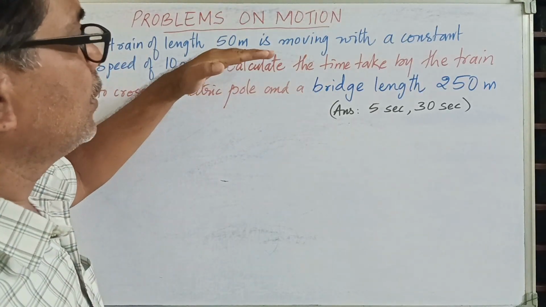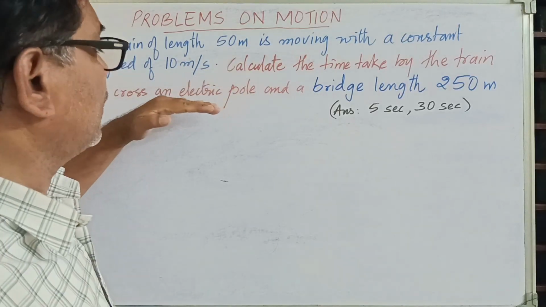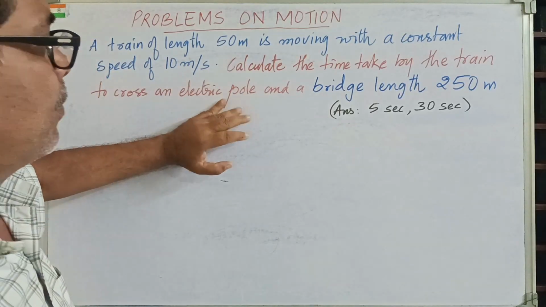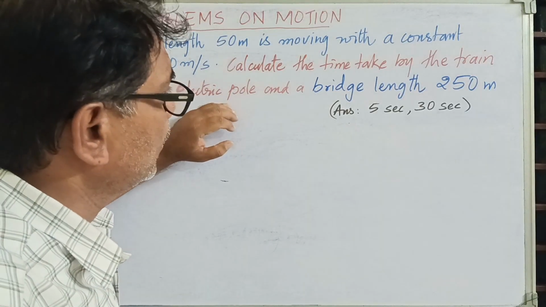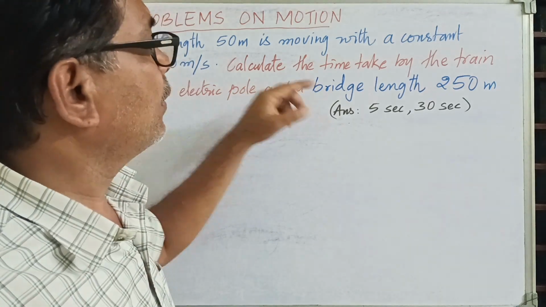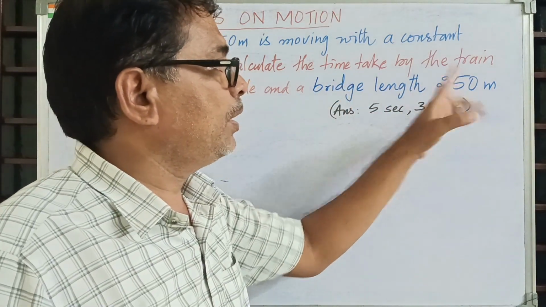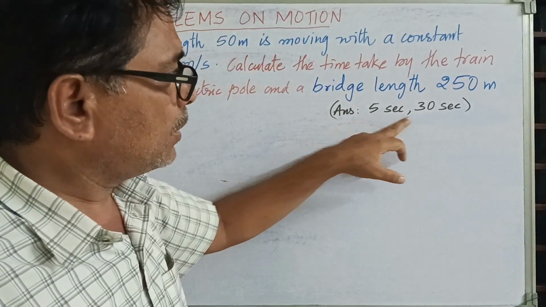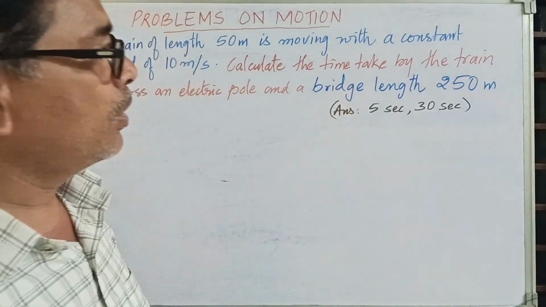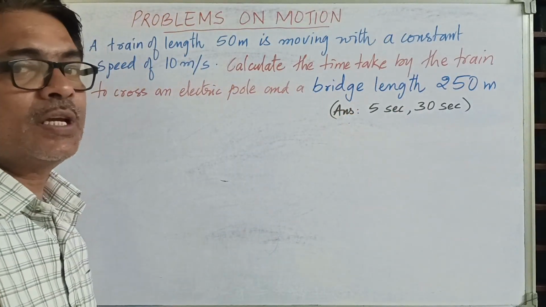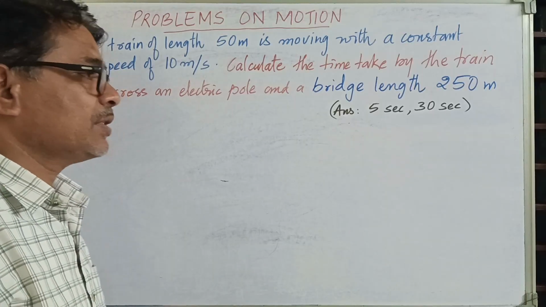So first, the time taken by the train to cross the electric pole. So you have to find time. Then afterwards you have to find again the time taken by the train to cross the bridge, which is 250 meters. As it is stated, there are answers also. You should get an answer of 5 seconds for the first case and 30 seconds for the second case.